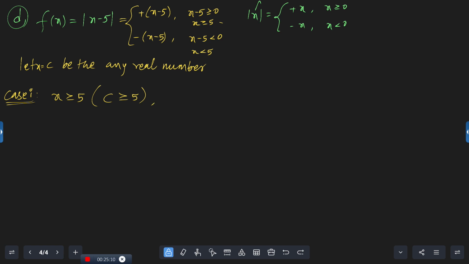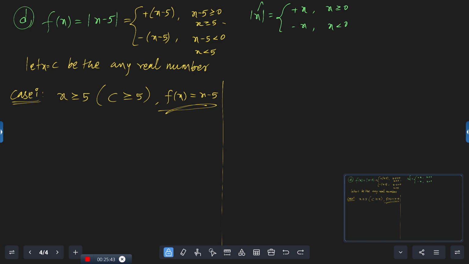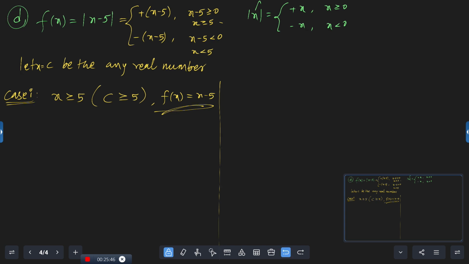So when c is greater than or equal to 5, how many functions do we have? Can you tell me? When c or x is greater than or equal to 5, how many functions do we have? Only one function, am I right? Only that function we have to use. What function is that? f of x is equal to x minus 5 alone you have to use. So we have one function and one x value. Now what will you be doing? Directly use the function value and limit value. So here also I'm going to use the function value directly.